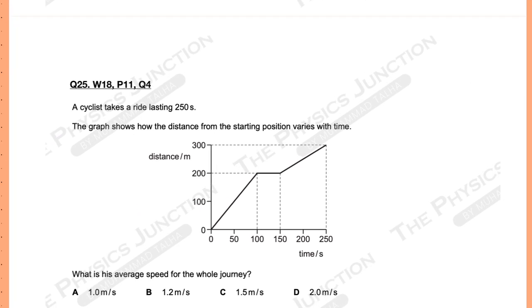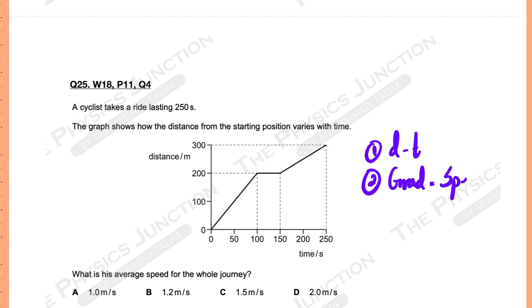Alright. A cyclist takes a ride lasting 250 seconds. The graph shows how the distance from the starting position varies with time. So it's a distance time graph. Gradient is speed.